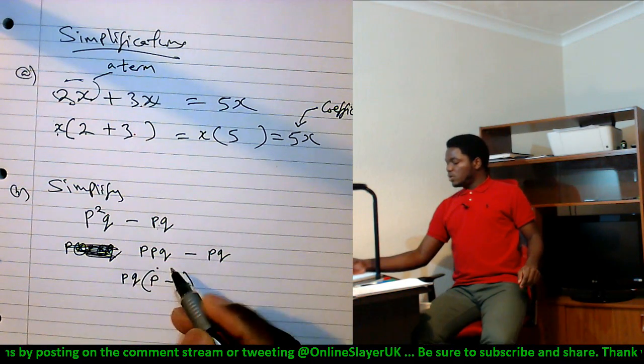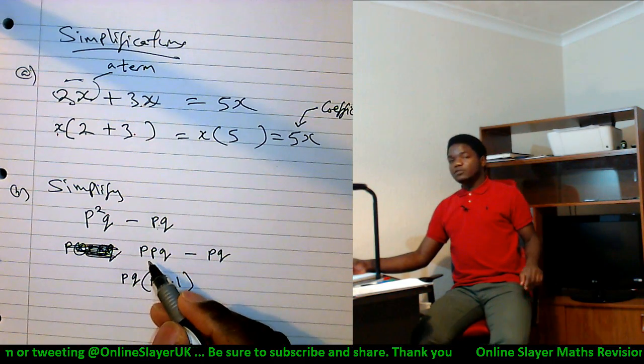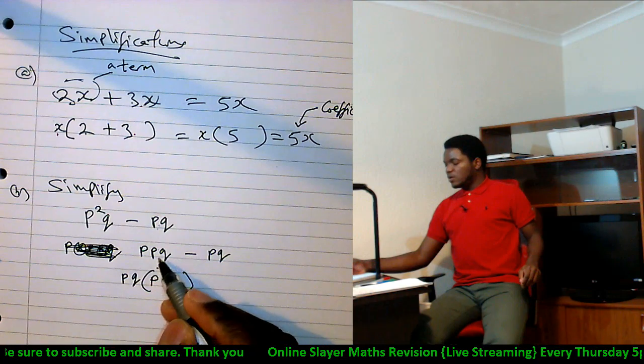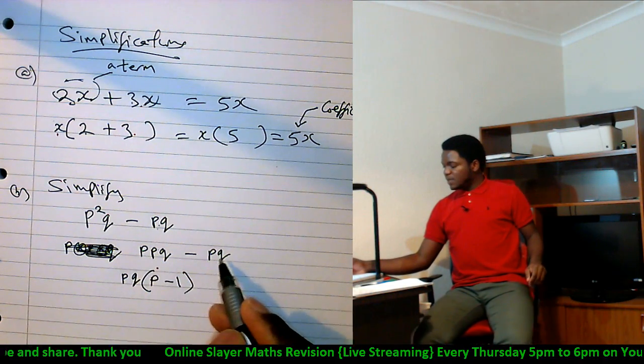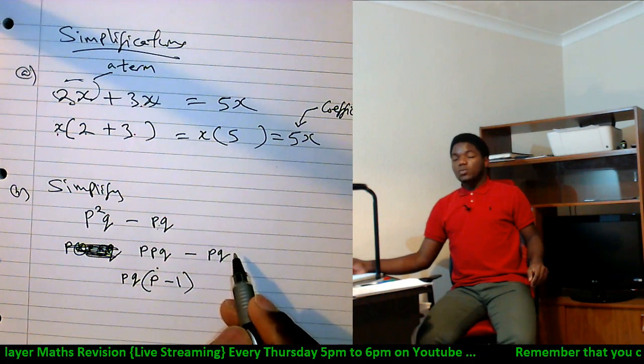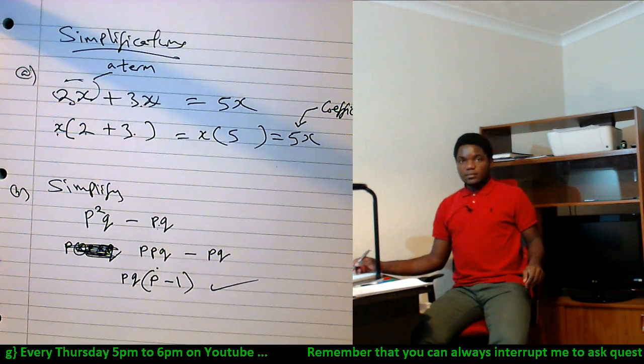Because what you're actually doing in essence is you're dividing this term by the factor you've taken out. So PQ divided by PQ will leave us with P. And minus PQ divided by PQ will leave us with a -1. And that is the simplified form of that expression.